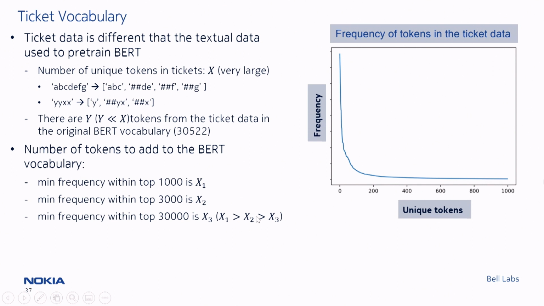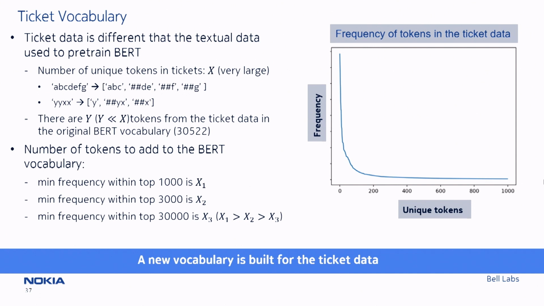Based on this empirical analysis, we choose some tokens. Unfortunately, I cannot say the exact number of tokens that we added, but we choose some tokens from the ticket data that are added to the BERT vocabulary. So we can say that a new vocabulary is built for the ticket data.